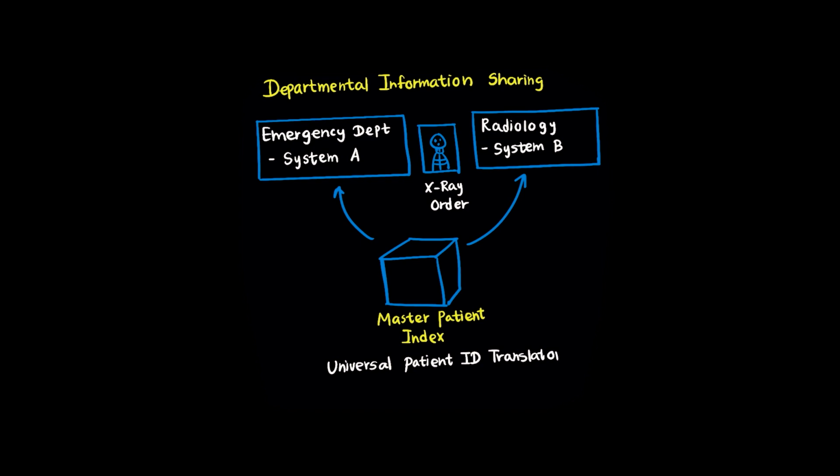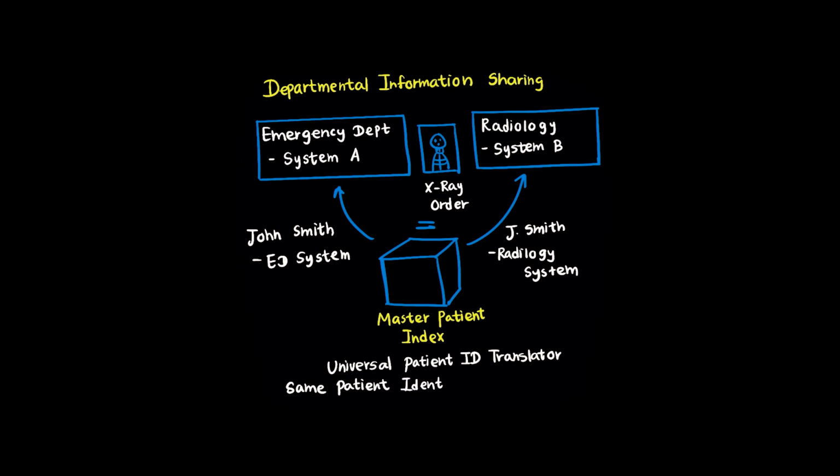Think of it as the universal translator for patient identity. It's like having one master phone book that both departments reference. When the ED creates an order for John Smith, born January 15, 1980, the Master Patient Index ensures radiology's system recognises this is the same John Smith in their system, even if he's listed slightly differently. Without this index, you might have duplicate records, lost orders, or worse, the wrong patient getting the wrong test.